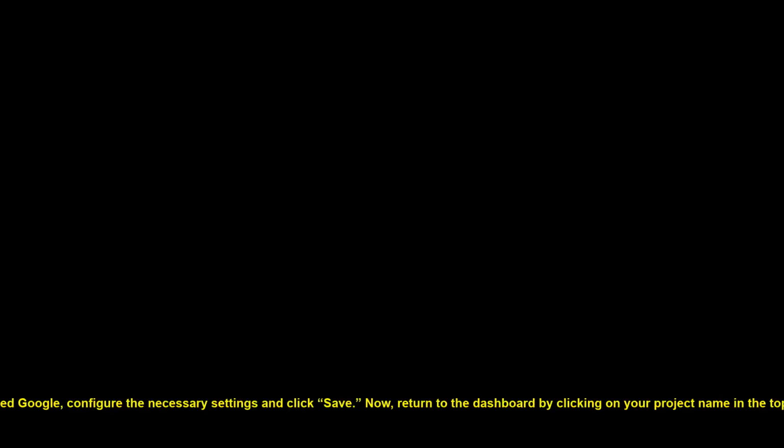Now, return to the dashboard by clicking on your project. In the left sidebar, click on Develop, then select Database. Choose the type of database you would like to use, Firestore or real-time. Once you've made your choice, click Create Database. Follow the prompts to configure your database security rules.